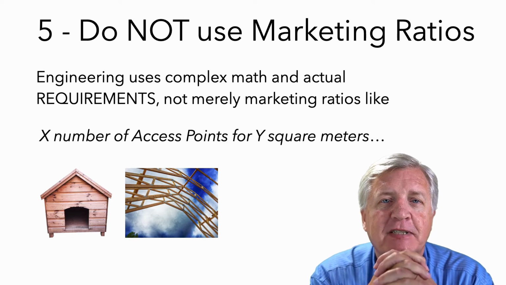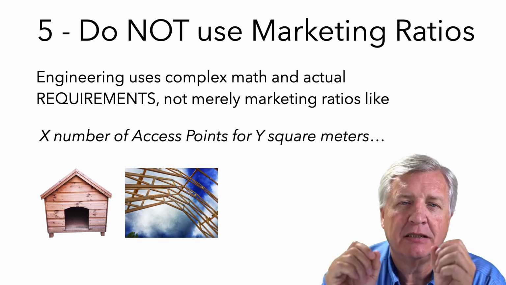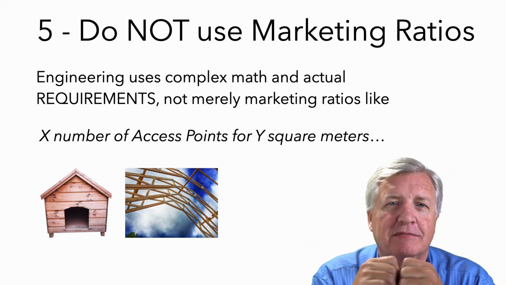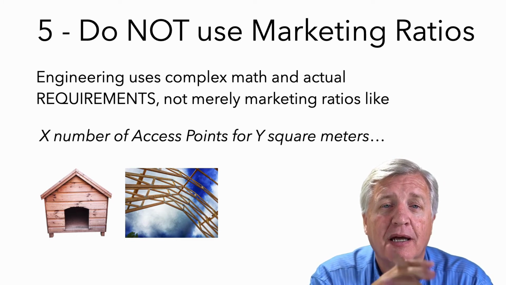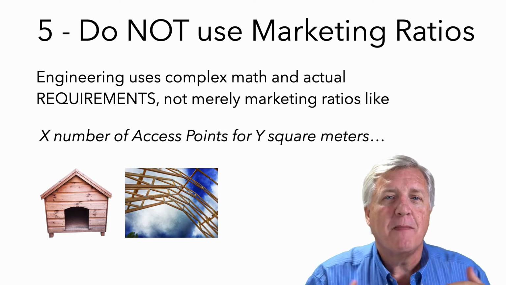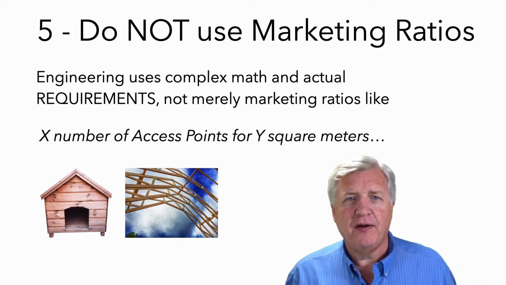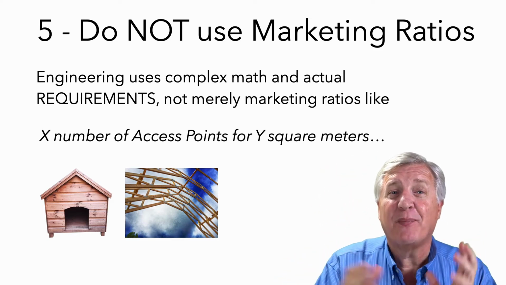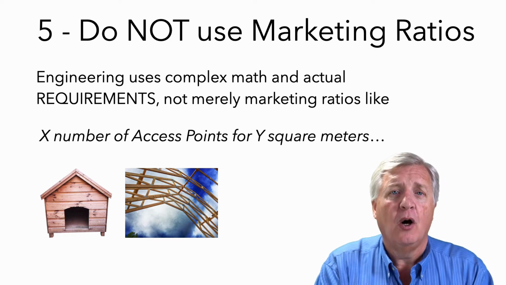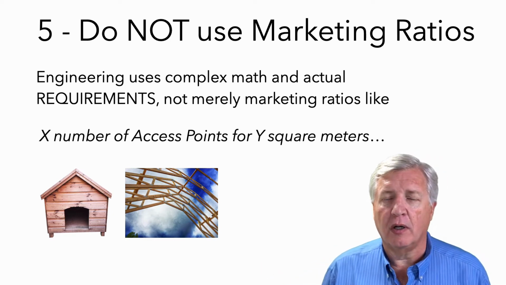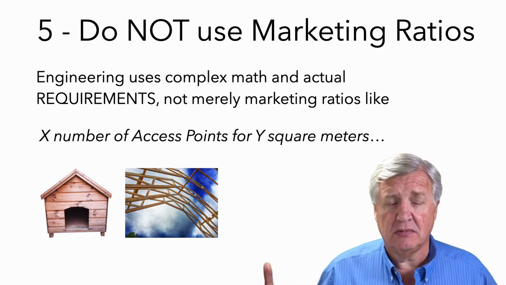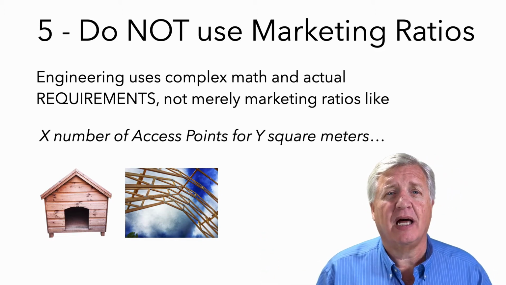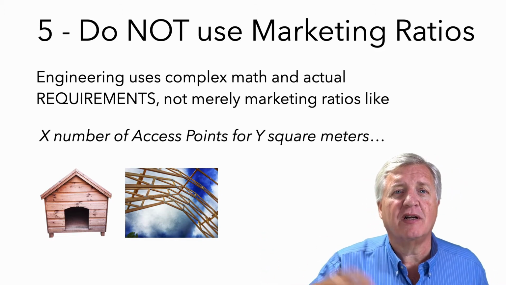This is one that I'm just going to say right out. Don't do it. Don't follow marketing ratios. They're not engineering, they're purely marketing. 1 AP per 2,500 square feet. Well, maybe on average in that building at that time, but no, that's not engineering. That's not design. That's just throwing stuff on a map.